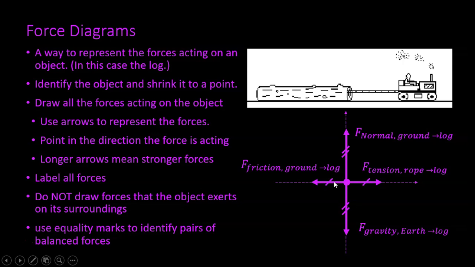These two are equal to each other, so we use single slash marks, and these two are equal to each other, so we have to use a different unique set of equality marks, so we use double slashes. If we had a third pair of forces that were equal to each other, we would use triple slashes.